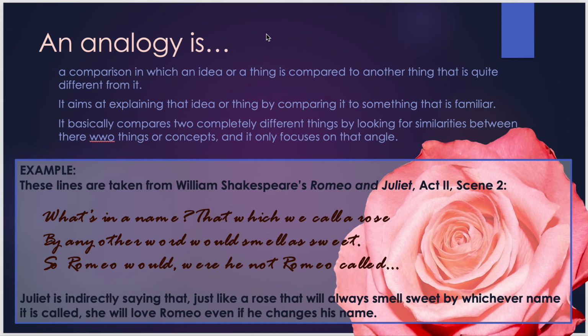By textbook definition, an analogy is essentially a comparison in which an idea or an object is compared to another thing that is very different from it. It aims at explaining that idea or thing by comparing it to something that's familiar. It basically compares two completely different things by looking for the similarities between them, and it only focuses on that angle.